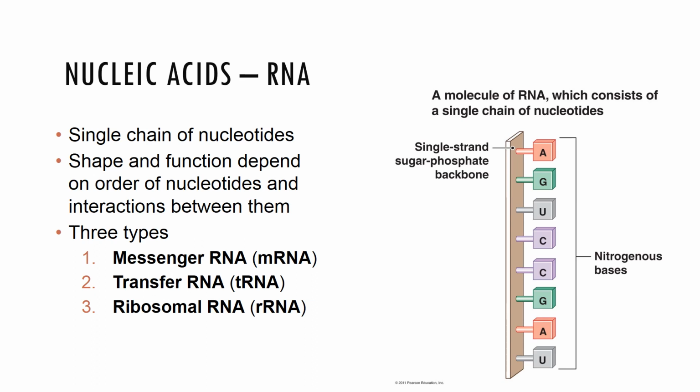Messenger RNA, transfer RNA, and ribosomal RNA. These are the 3 different varieties of RNA that carry out the DNA orders for protein synthesis. And remember, RNA is single-stranded and also has uracil as its base instead of thymine.